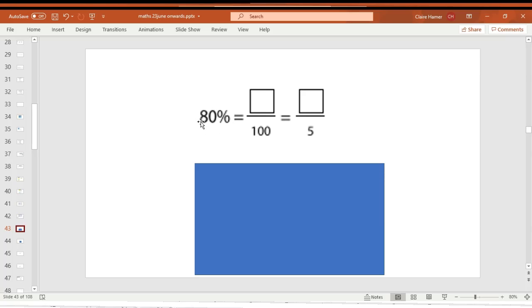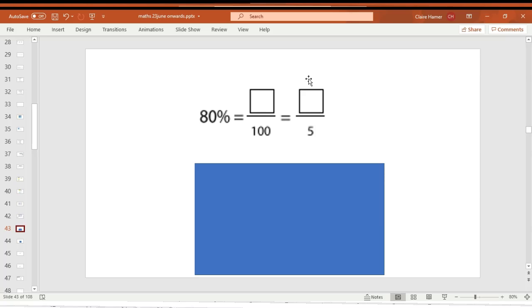If you're not sure, draw your loops, because remember, whatever you do to the denominator, you do the same to the numerator. 100 divided by what equals 5? When you've worked that out, do the same to the numerator. Pause the video and write down your equivalent statement.